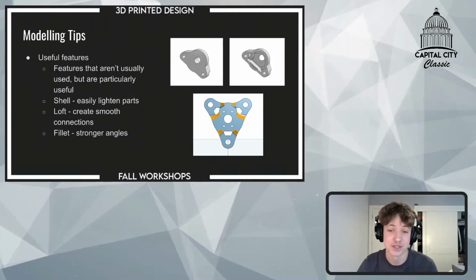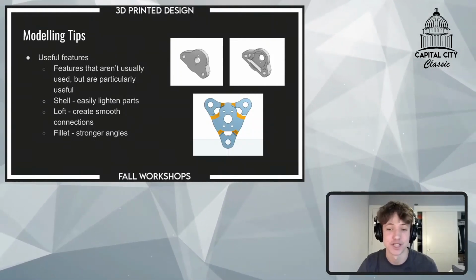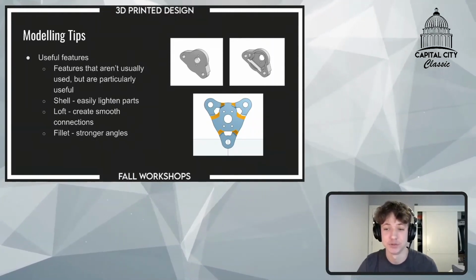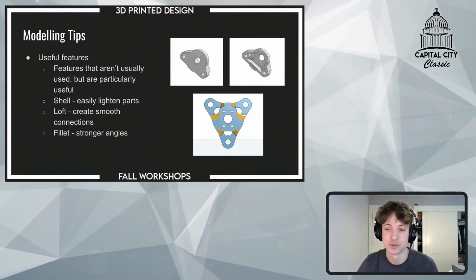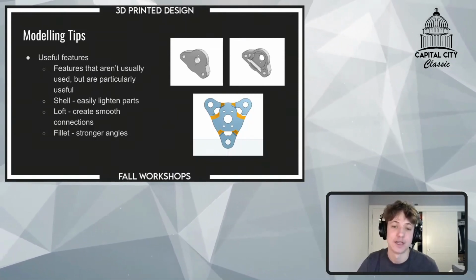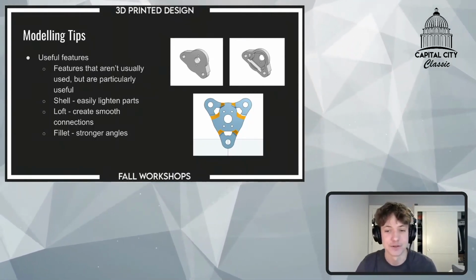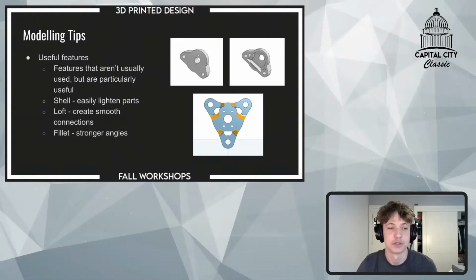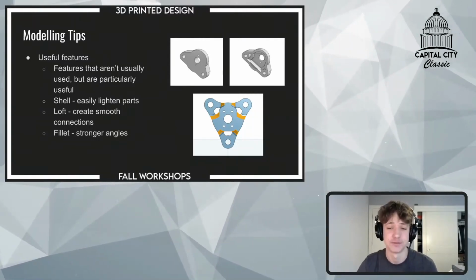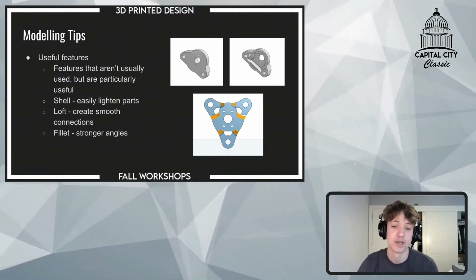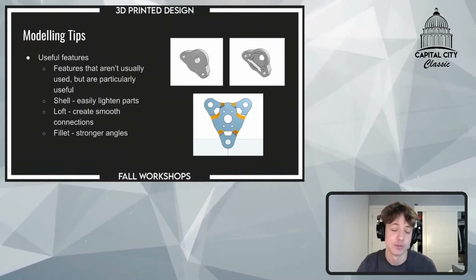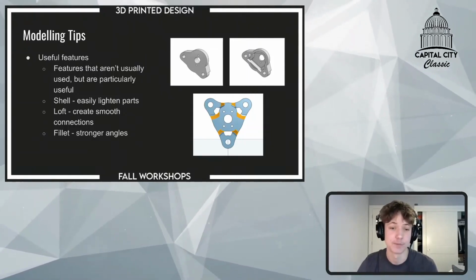The loft feature is also one that I don't think I've ever used outside of making a 3D printed part. It just creates a smooth feature that connects two profiles, which is a super easy solution for a 3D printed part. And lastly, filleting is commonly used in FRC, but when it comes to 3D printing, you can truly fillet anything you want. A simple fillet can greatly increase the strength of a joint on a 3D printed part. It's really easy to go through and fillet all the interior angles in a printed part, and it will make it stronger. So I definitely recommend doing that.